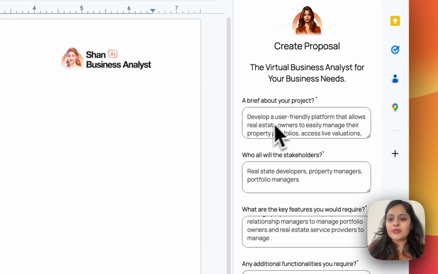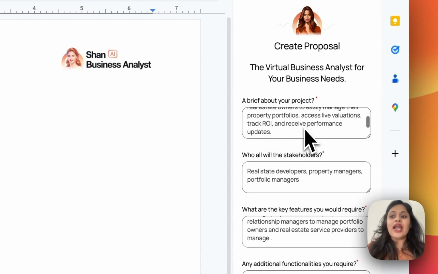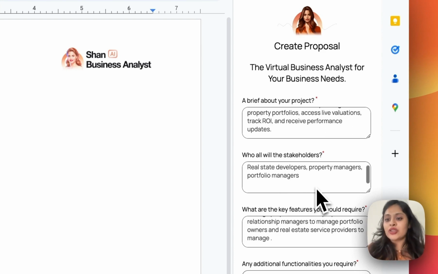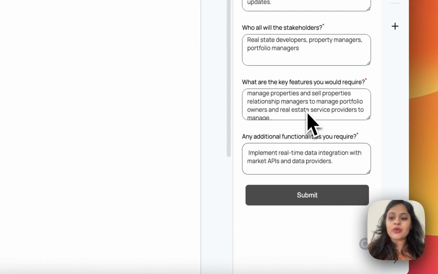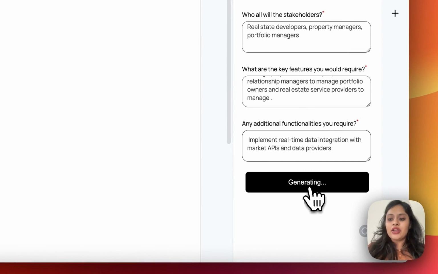And as you can see, a brief about your project: develop a user-friendly platform that allows real estate owners to easily manage their property portfolios, access live evaluations, track ROI, receive performance updates. And then you have who will be the stakeholders: real estate developers, property managers, portfolio managers. Then what key features you would require: allow portfolio managers to add properties, manage properties, sell properties, relationship managers to manage portfolio owners, and real estate service providers to manage. And additional features: implement real-time data integration with market APIs and data providers. So once you have this, you could just go ahead and press the submit button.